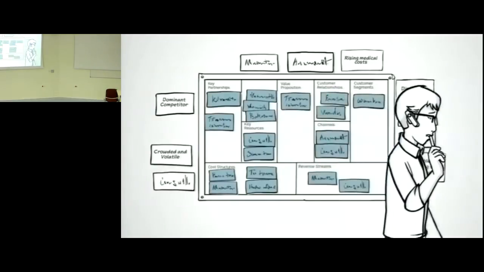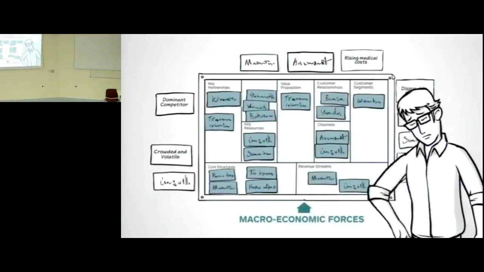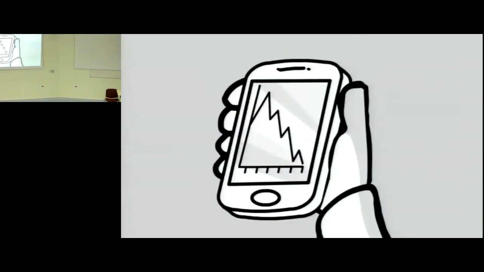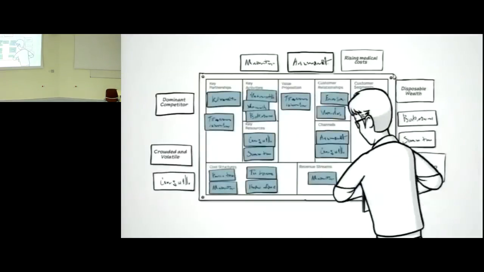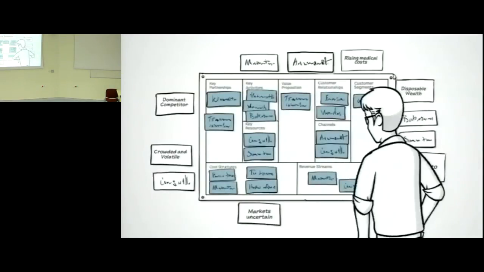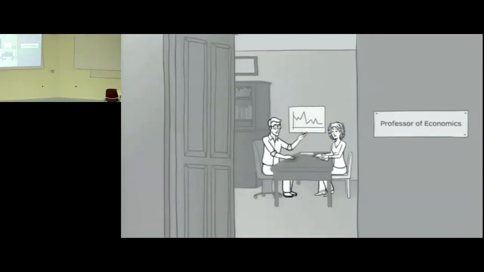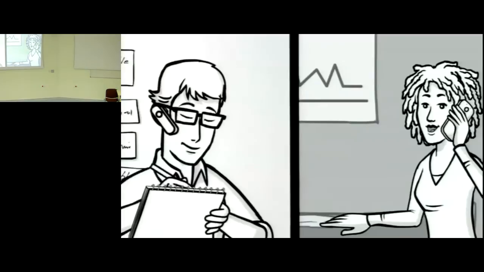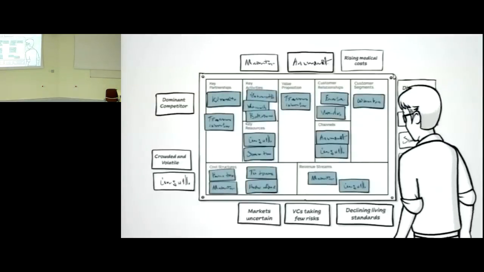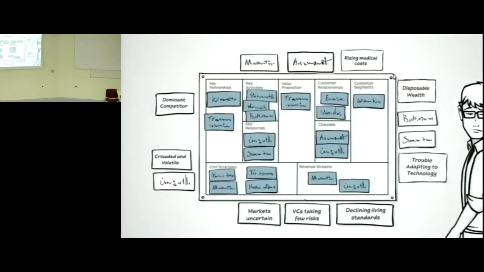Finally, below your canvas, map macroeconomic forces. How is the global economy doing? Markets may be in a state of rampant uncertainty. How available is capital? Venture capitalists may be taking few risks. How well is the infrastructure developed in the market you are doing business in? Sure, many boomers are experiencing a decline in living standards.